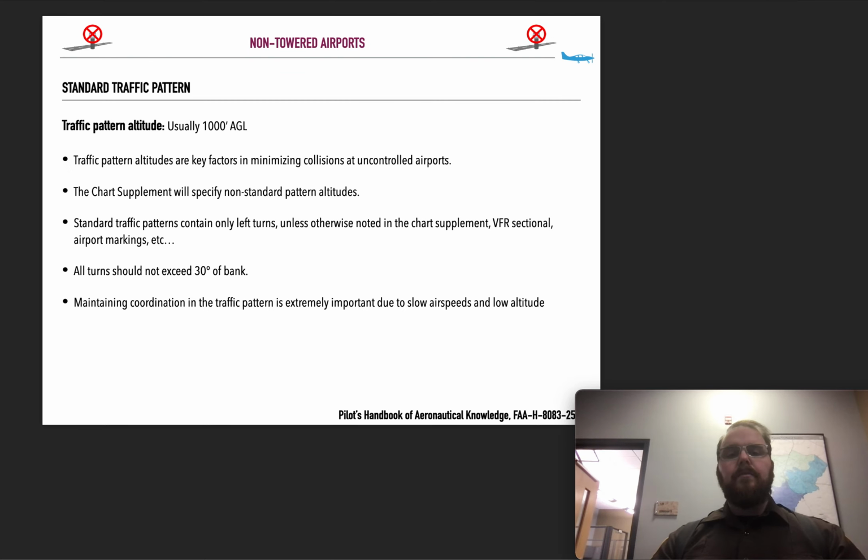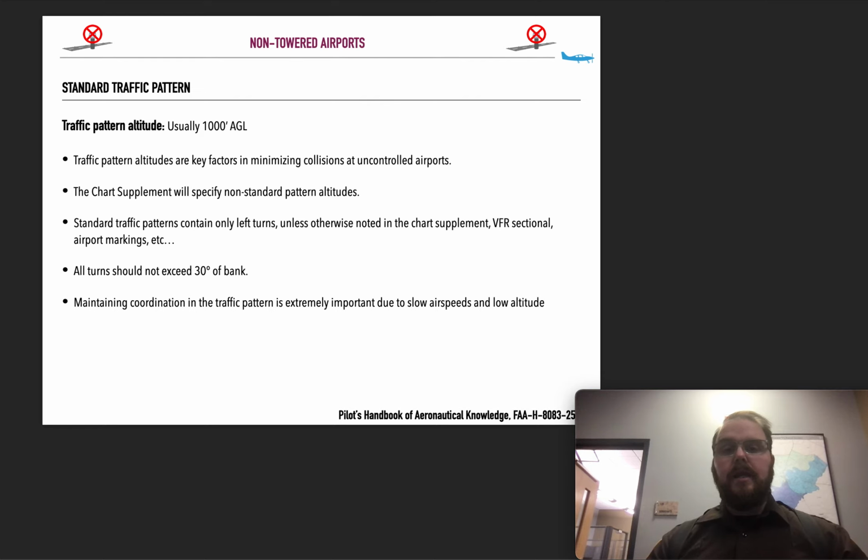So, the standard traffic pattern. Traffic pattern altitude is usually 1,000 feet AGL. Traffic pattern altitudes are key to minimizing collisions, because if all airplanes are flying at the same altitude, pilots inside the traffic pattern or entering the traffic pattern know where to look for other aircraft and are able to maintain separation and safety.